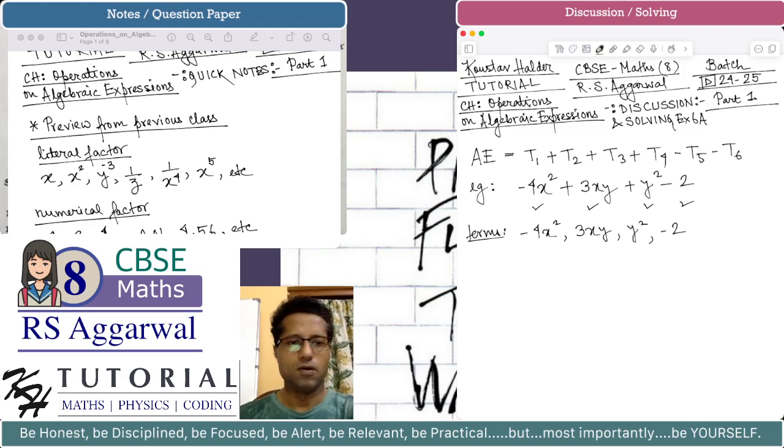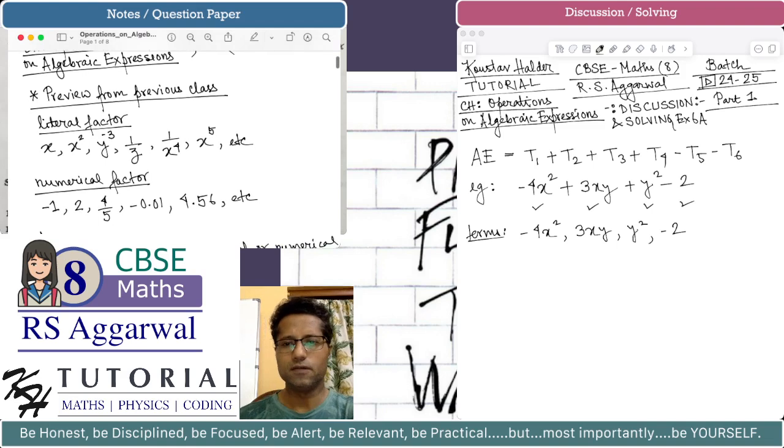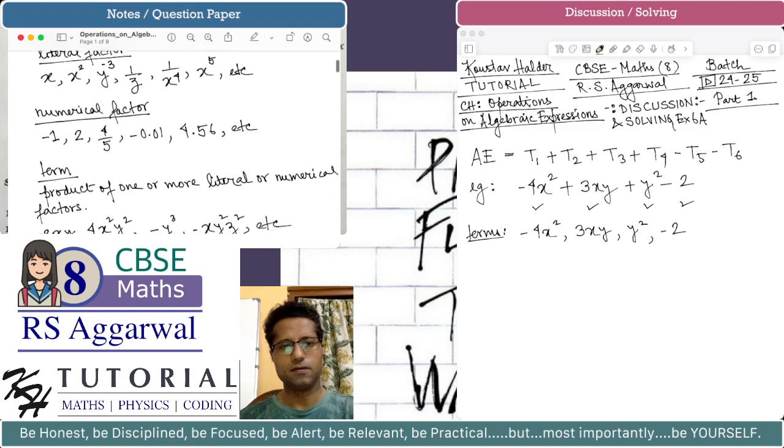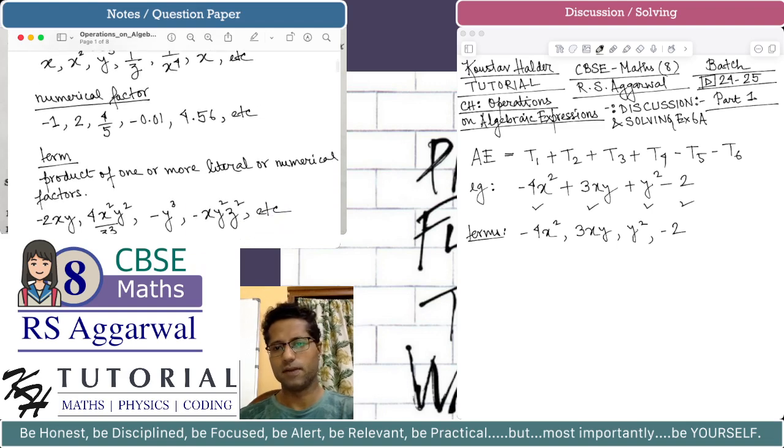Okay, now a literal factor. A literal factor is a part of a term, and a numerical factor is also a part of a term. So what is a term? All these, minus 4x square, 3xy, y square, and minus 2, are terms. Now what is the structure of a term? A term is a product of one or more literal or numerical factors.